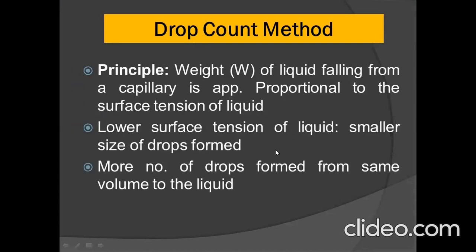Okay, now the principle is that the weight of the liquid falling from the capillary is approximately proportional to the surface tension of the liquid. Lower the surface tension of liquid, smaller the size of the drop formed, and more the number of drops formed from the same volume of the liquid. Here we can take an example of simple water and honey. In case of water, the surface tension is very less as compared to the honey. So, the number of drops formed of honey is less as compared to the water.